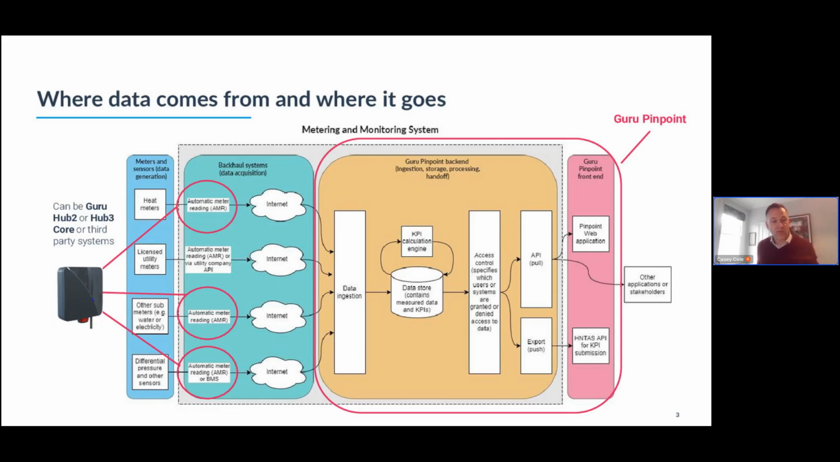Where does Guru fit in? Well, we provide hardware that does the AMR job and interacts with kit on site. Doesn't have to be our kit, can be other people's kit. And we also provide the data center services and the applications for visualization and data handoff.